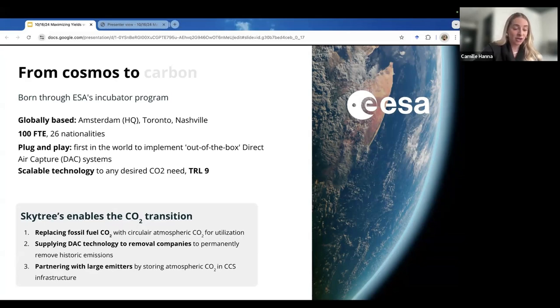And as a company, we're setting out to enable what we're calling a CO2 transition. We talk a lot about the energy transition and moving towards low carbon emitting energy sources.